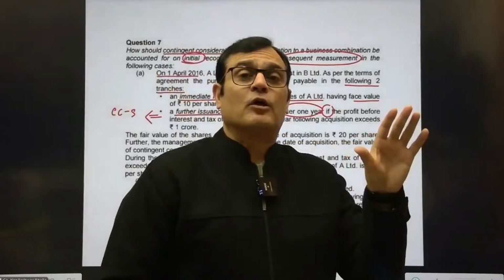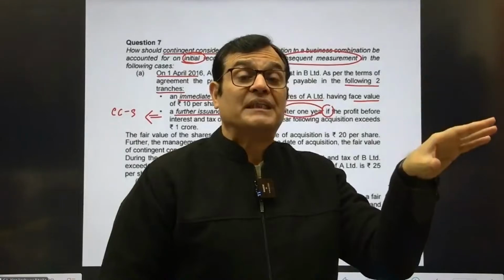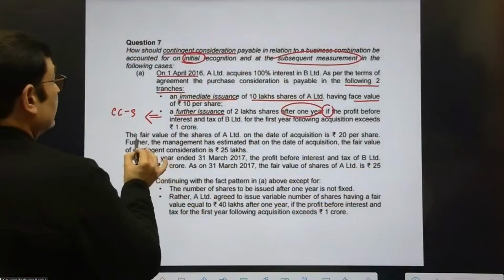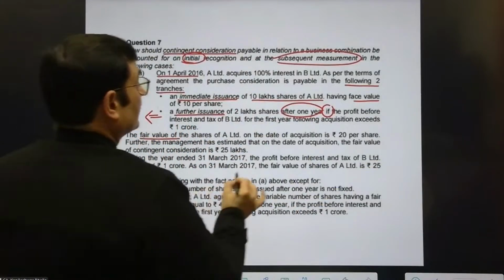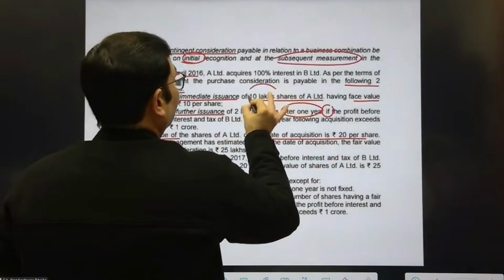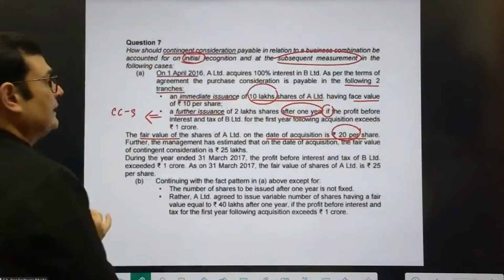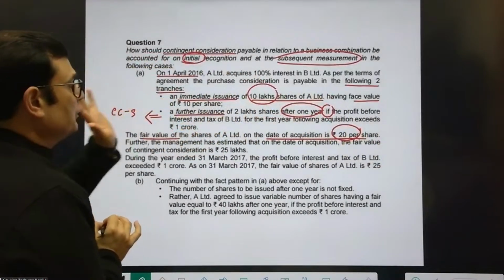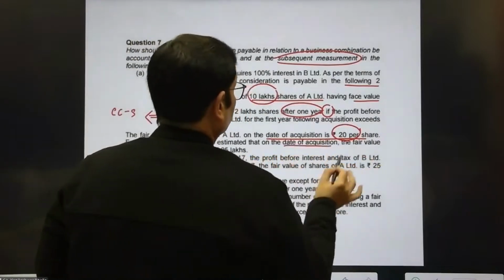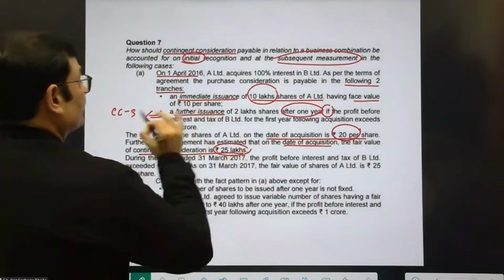So we can easily decide that it's a future payment, 1. There is going to be a payment on ifs and buts, 2. And the payment is based on conditions other than a service, 3. It is CCS, part of the PC at a fair value. It says the fair value of the shares on the date of acquisition is 20 rupees. The company has issued a total of 10 lakh shares and the fair value of the share on the date of acquisition is 20. So we can take the fair value of the shares issued as a part of the PC. Further, the management estimated on the date of acquisition, the fair value of the contingent consideration is 25 lakhs.